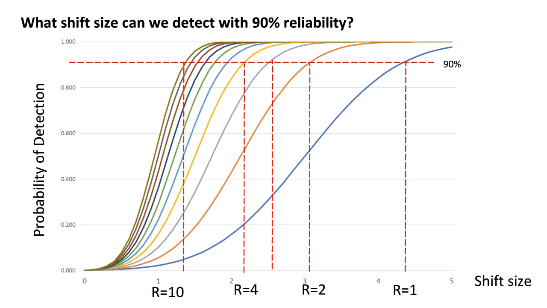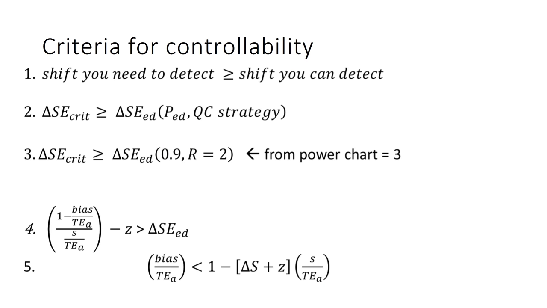The horizontal dotted line is set at 90%, and the vertical lines show the shift size that each QC plan can reliably detect, that is with 90% reliability. For example, a QC plan with 2 repeats can reliably detect a shift of 3 standard deviations. So using that example, we ask, what testing processes have critical shift sizes that are greater than 3 standard deviations? So our general criteria for controllability is that the critical shift size has to be bigger than the shift size that a QC plan can reliably detect.